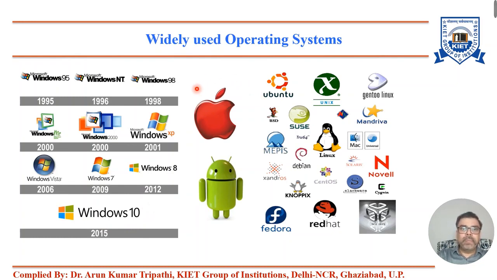Along with that, Apple, Macintosh, Android, mostly we are using the Android phones. Along with that, free software, open source software. Open source means the code is available. We can download that code, manipulate the code according to our requirement, recompile it and execute it. So Linux is an open source software.